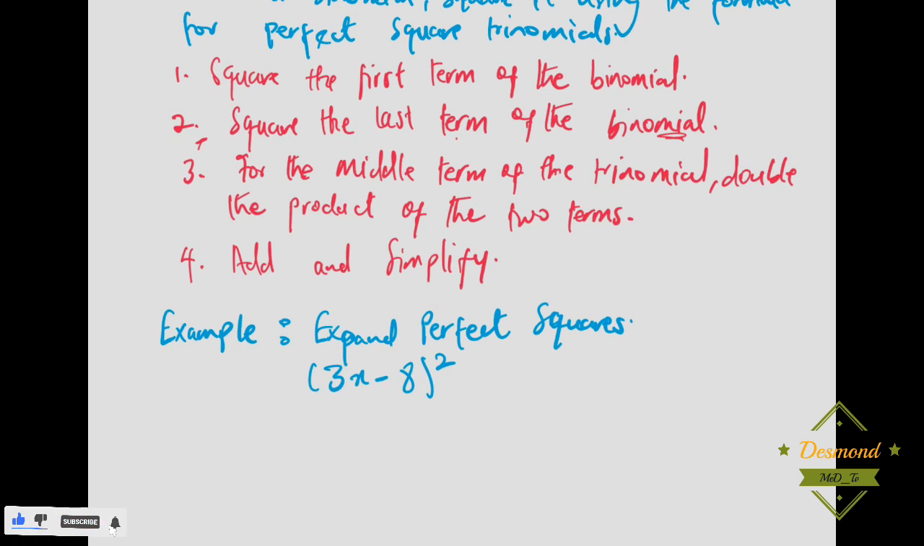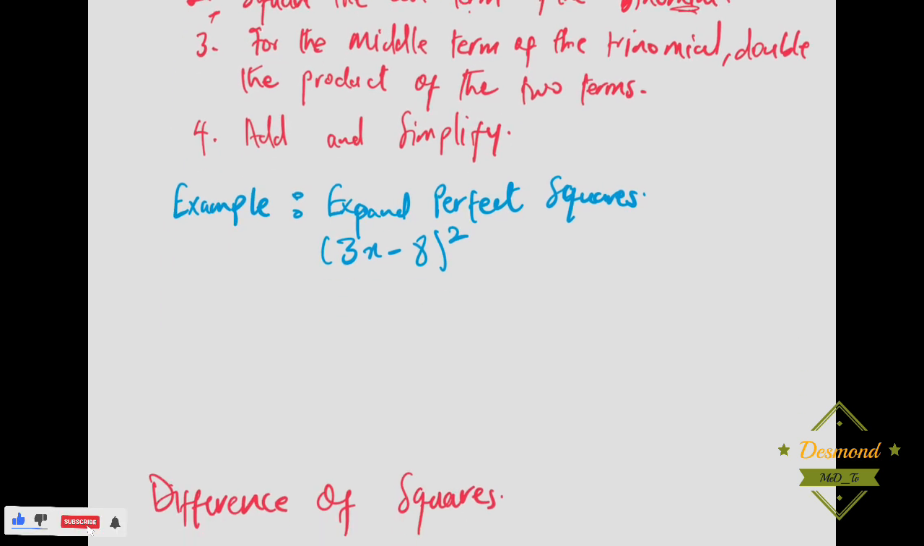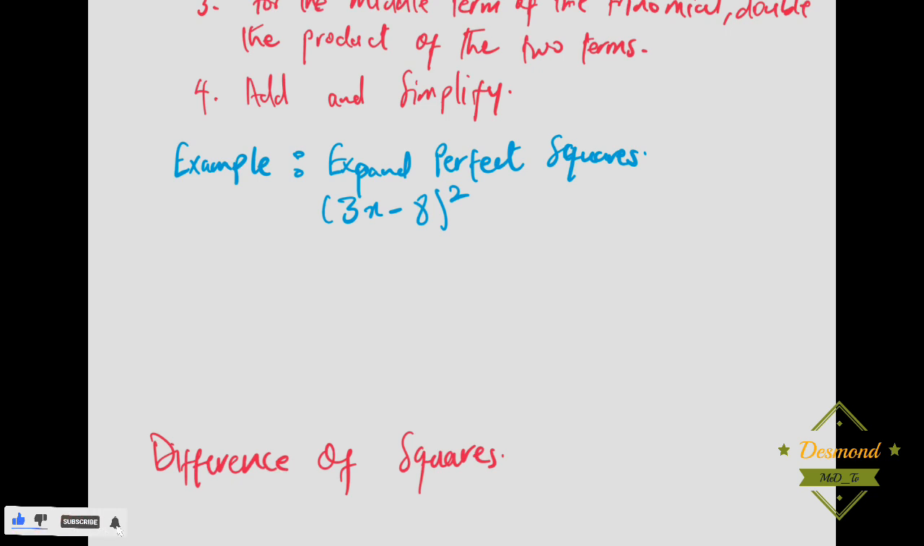Let's take an example here. Let's say we have 3x minus 8, all squared. How do we do this? As we said, we have to begin by squaring the first term and the last term. So squaring the first term, 3x, we get 3x squared. Then our last term is negative 8, so negative 8 squared. Then the next thing we need to do, for the middle term of the trinomial, is double the product of the two terms.